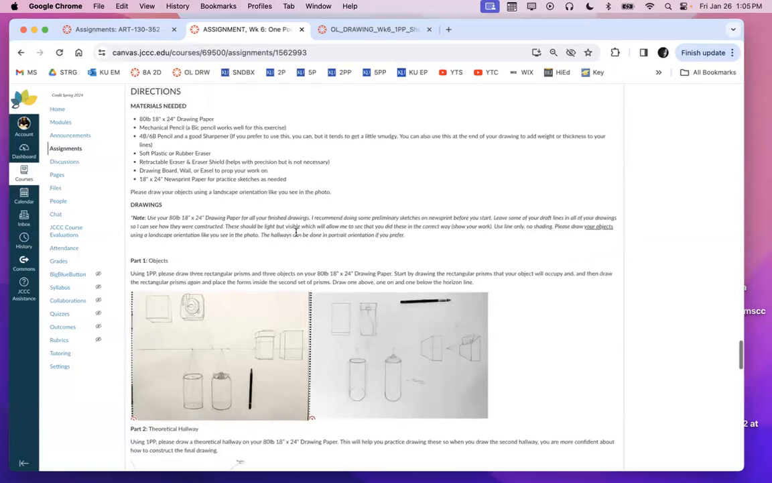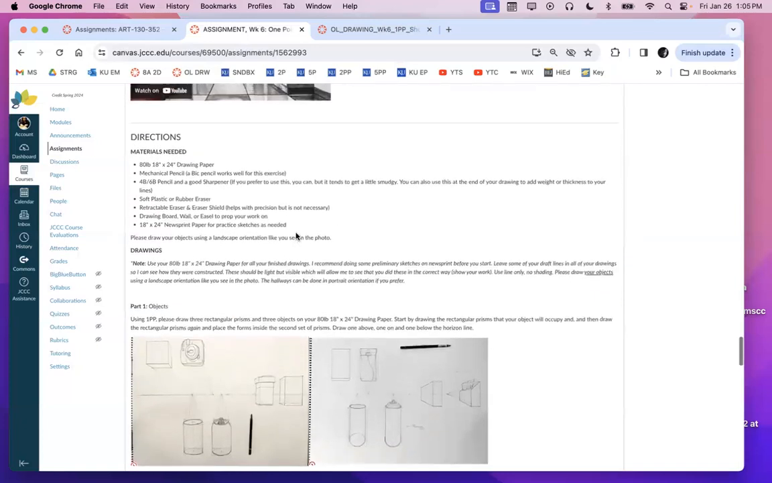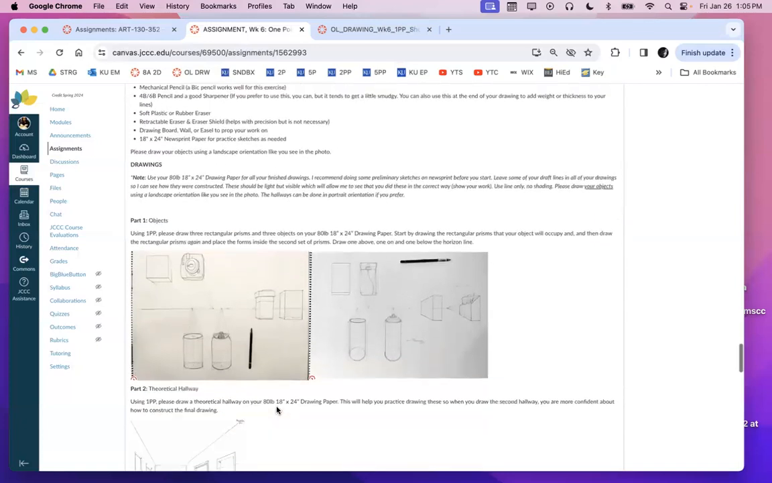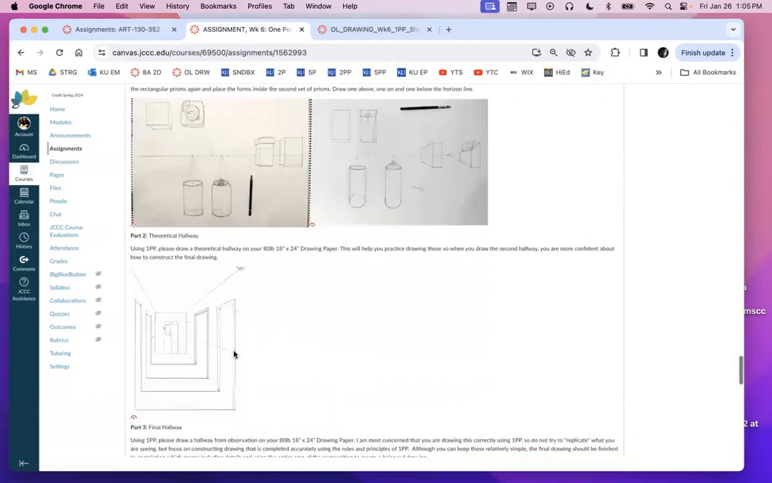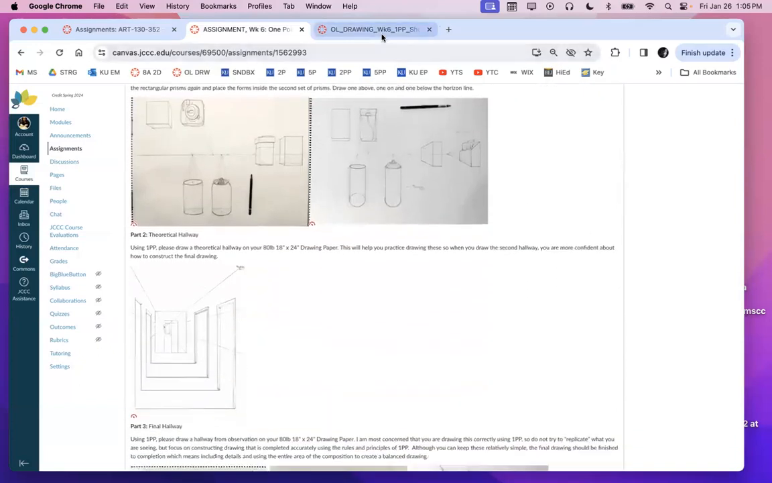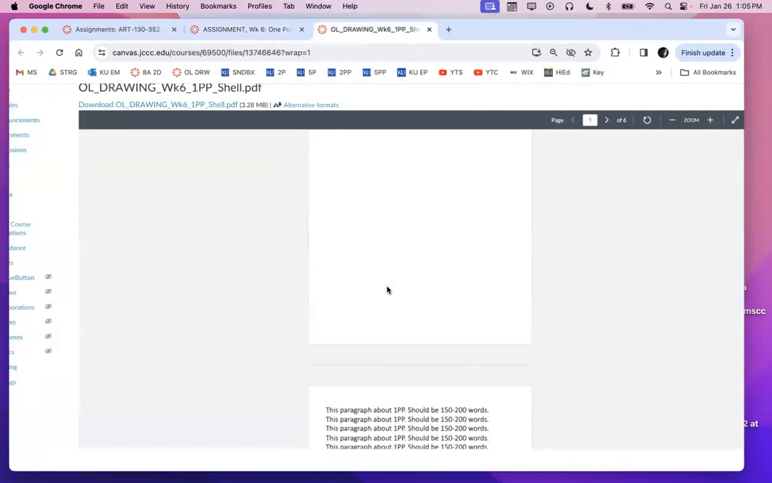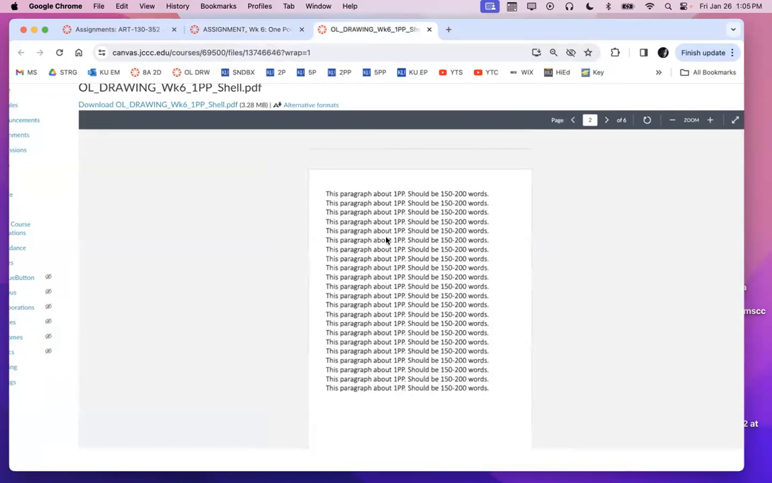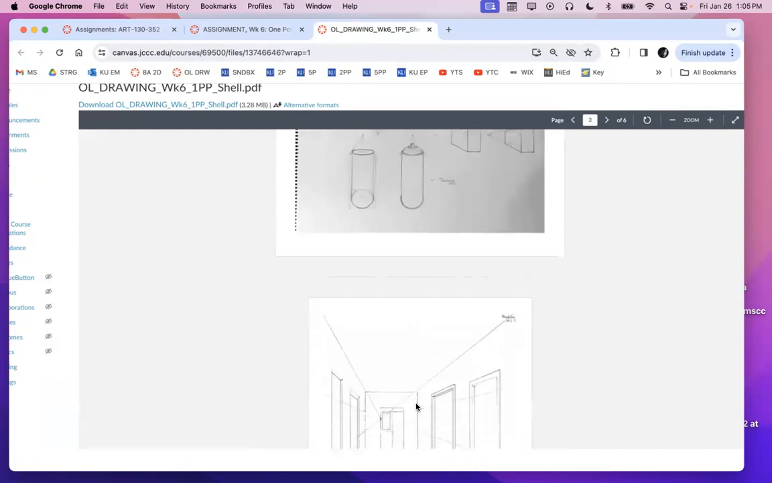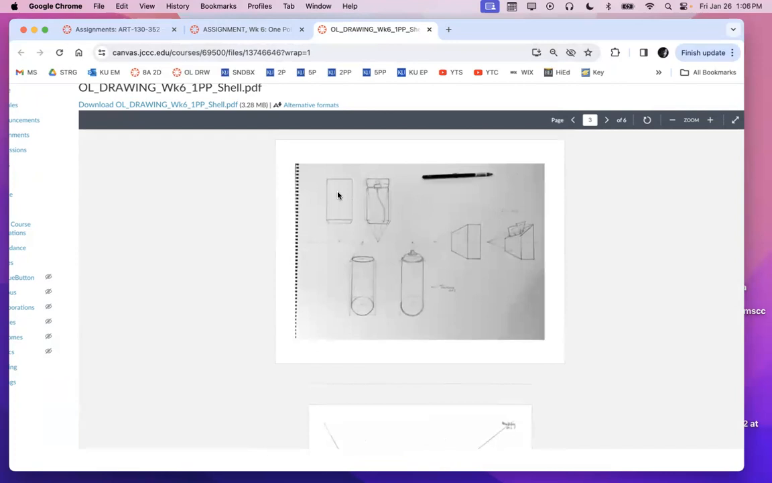So what you are going to have to do, and I want to look at some other examples with you from another class that I have. Let's go to the assignment page, the example page. This is just a placeholder. Obviously, you're going to write something about your experience with this. You're going to draw 3 objects in 1 point perspective. Give yourself time to do these drawings because there are three drawings that you have to do.